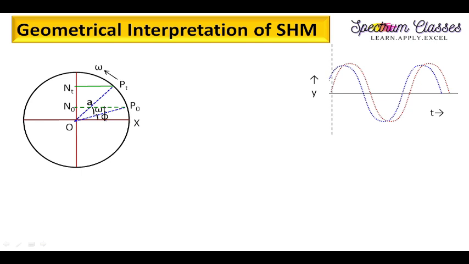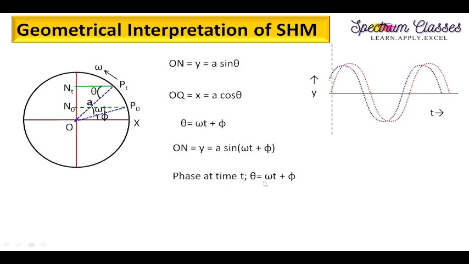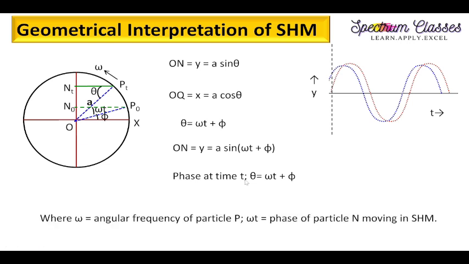So what is our theta in this case? Here I have written that theta is equal to omega t plus phi. You can see it here geometrically. So what will be our ON? ON will be equal to A sin theta. OQ is equal to A cos theta trigonometrically, and theta is omega t plus phi. So on putting the value of theta equal to omega t plus phi, we will get these kinds of equations. Here, theta equal to omega t plus phi is the phase at time t, and at time t equal to 0 we have the epoch, right?